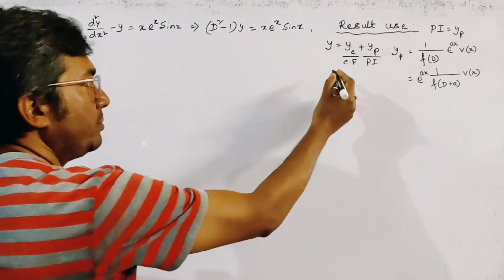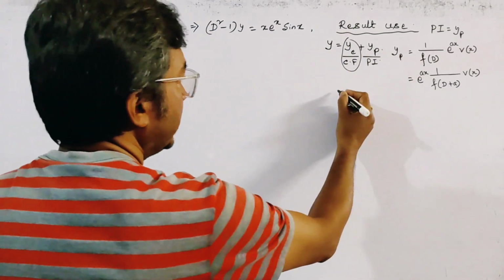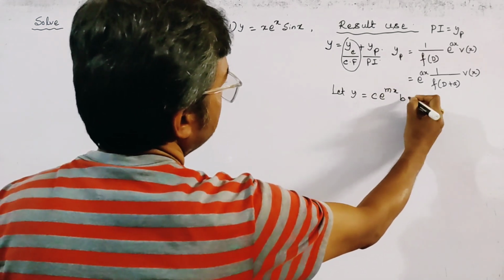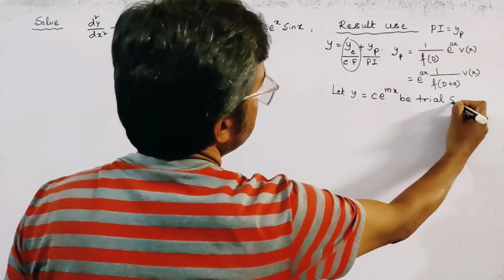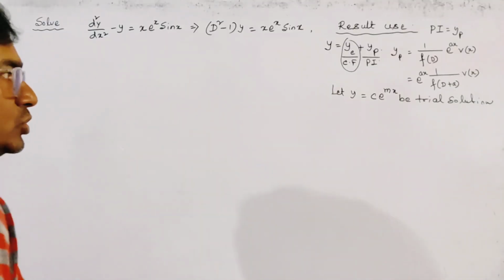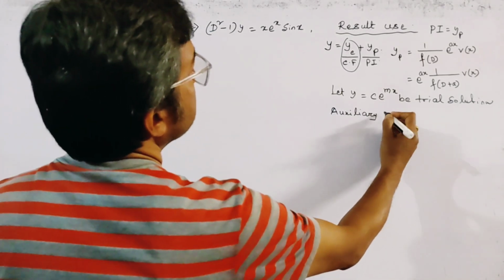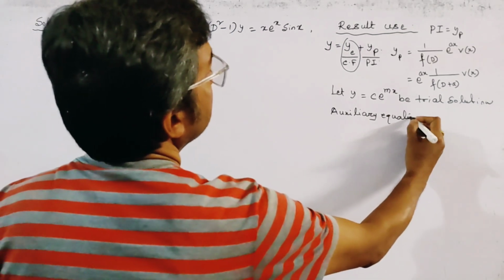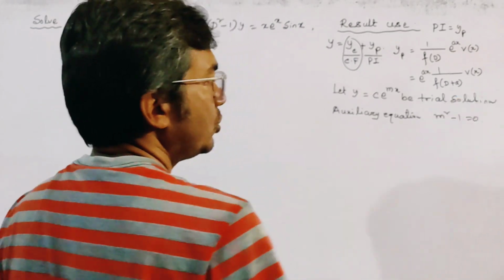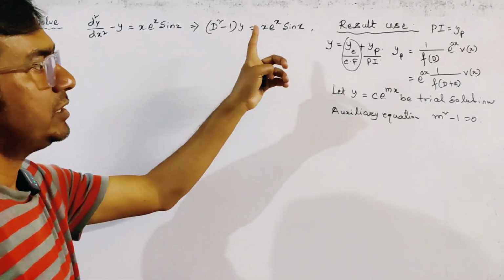To find the complementary solution or complementary function, we let y equal c e to the power mx be the trial solution. So we get the auxiliary equation. The auxiliary equation is m square minus 1 equal to 0, by putting m in place of D in the homogeneous part only, and the right side being 0.